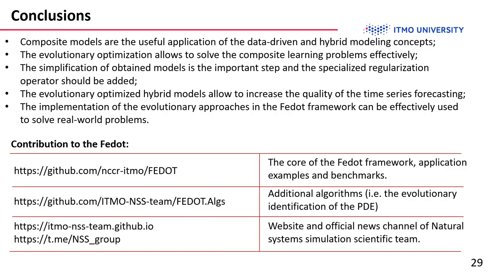Finally, it's possible to conclude that composite models are a really useful concept for many applications, and evolutionary optimization is quite an effective way to find the optimal structure of these models. Also, the simplification of the evolution results is really important, and it's impossible to achieve competitive results without it.